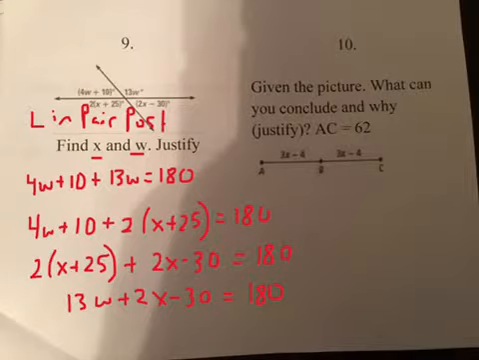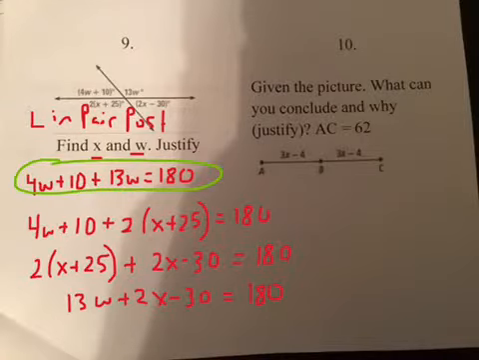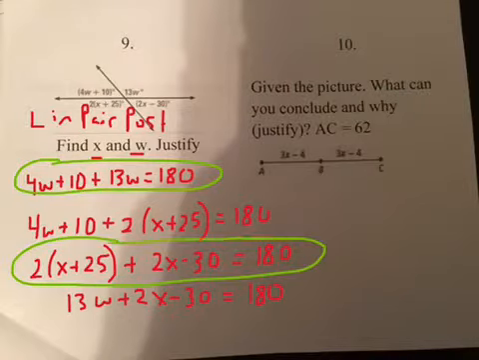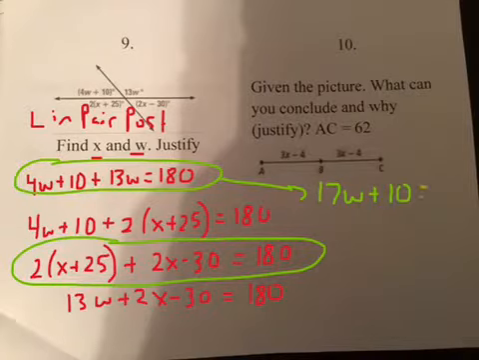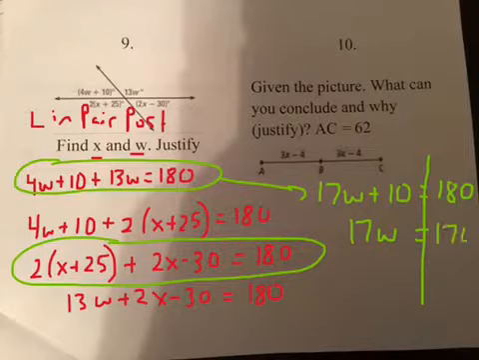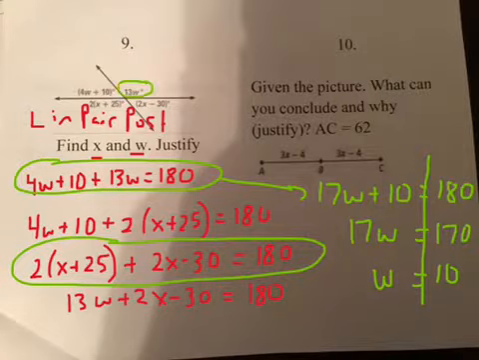So what you want to look for is the one that has all of the same letter. So these have all w's and this has all x's. And whichever of those is easier to solve, I would solve that right away. So this is 17w plus 10 equals 180. 17w equals 170. W equals 10. So I go back up here and put w equals 10. I don't even have to solve the other one or do it as complicated because I know this is 50.